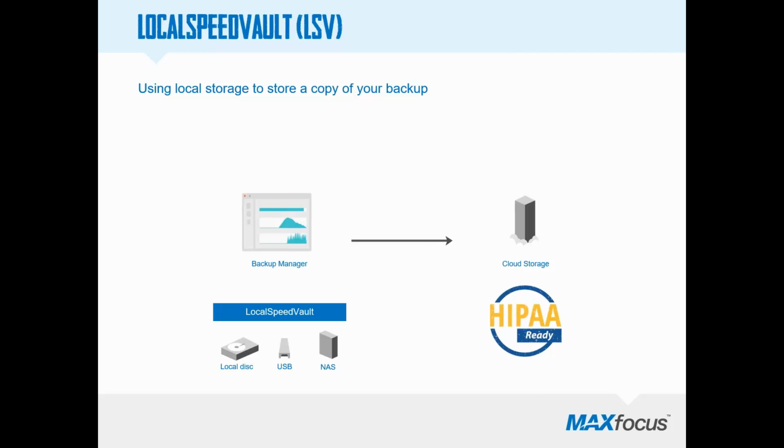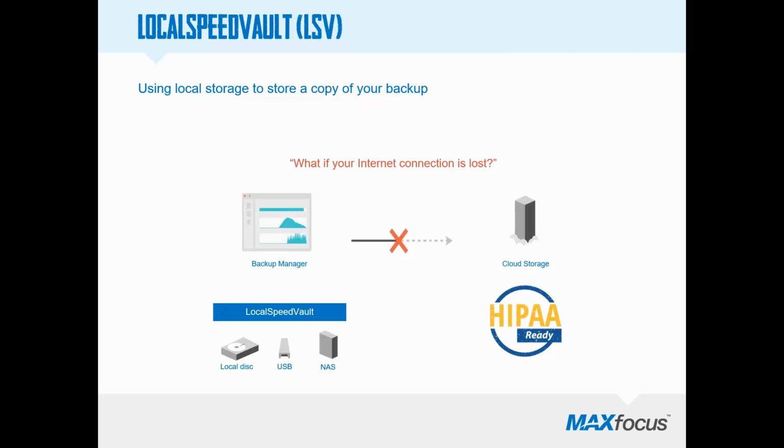So the local speed vault is the local copy of your cloud data. This is going to be deduplicated, compressed, and encrypted. It's going to contain all 28 days or whatever your adjustable retention period is. It's also going to contain all of your archives. So this is going to be an exact mirror copy of your cloud data. This is going to give you the fastest restore times possible.